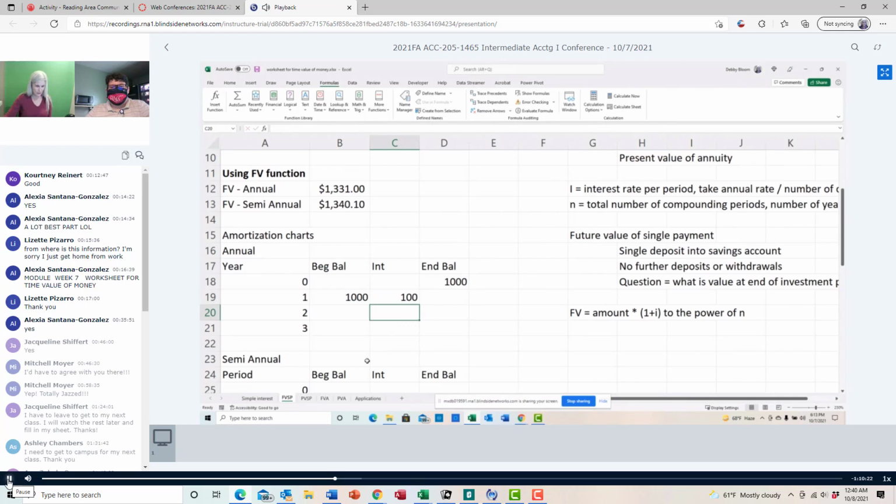And now the last formula that we're going to need, even if this was 1,000 lines. Our ending balance is our beginning balance plus our interest.